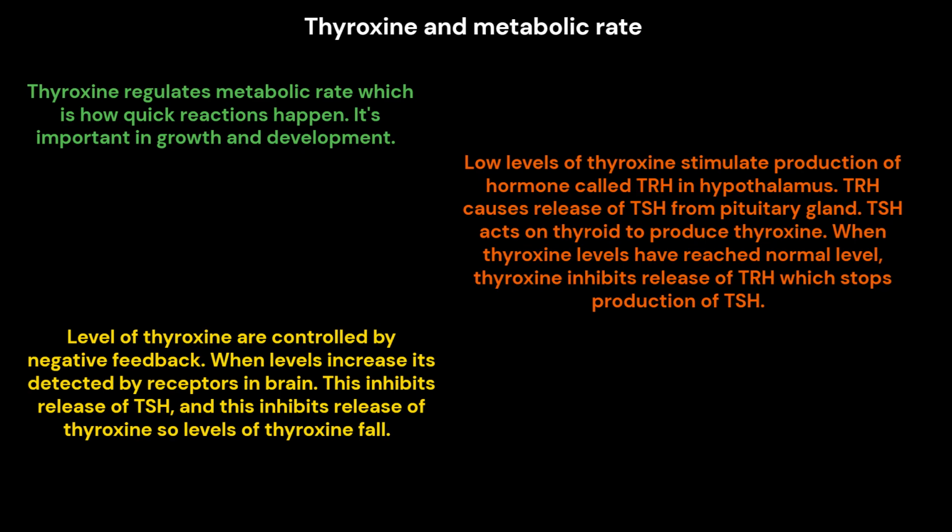When thyroxine levels have reached a normal level, thyroxine inhibits release of TRH, which stops production of TSH. Levels of thyroxine are controlled by negative feedback. When levels increase, it's detected by receptors in the brain. This inhibits release of TSH, and this inhibits release of thyroxine, so levels of thyroxine fall.